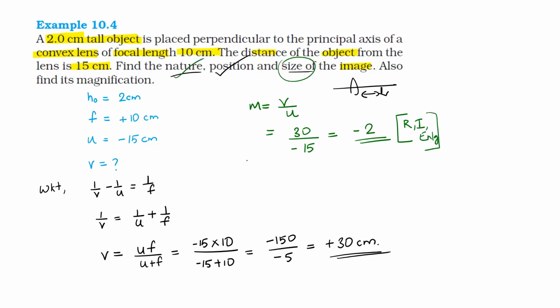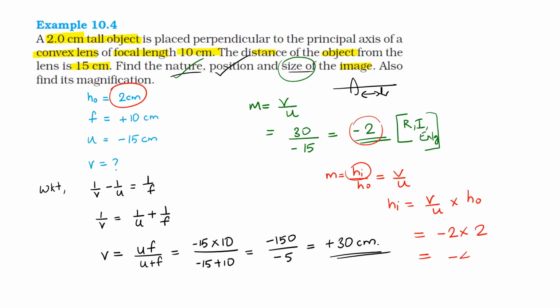And finally, we need to find size. So how to find size? We will use the second equation. We know magnification is equal to HI by HO, that is again equal to V by U. So I can write HI is equal to V by U into HO. Now substitute. V by U you already got minus 2. So I can write minus 2 into height of object. Height of object is what? 2 centimeter. It will be minus 4 centimeter.